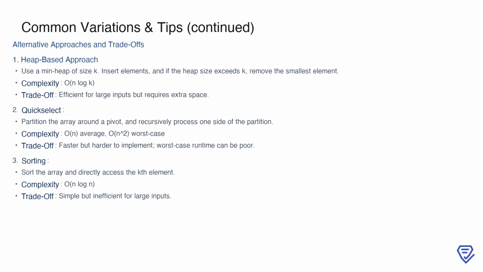Another option is the quick select algorithm. This method involves partitioning the array around a pivot and recursively narrowing down to one side of the partition. Quick select has an average case time complexity of n, making it very efficient, but its worst case runtime is n squared, and it can be harder to implement. Finally, sorting the array and directly accessing the kth element is the simplest approach. However, with a time complexity of n log n, it's less efficient for large datasets compared to the other methods.